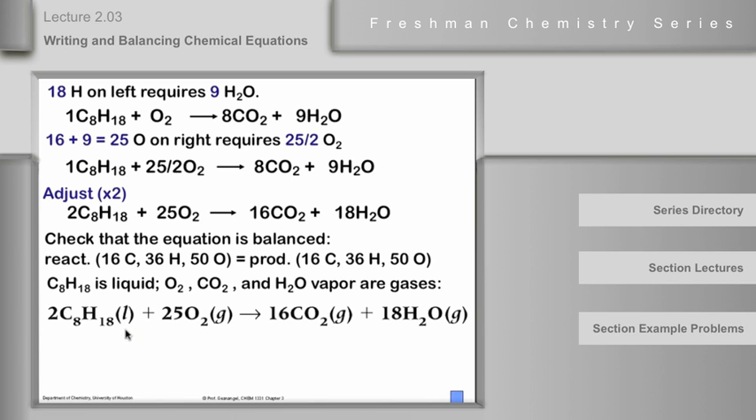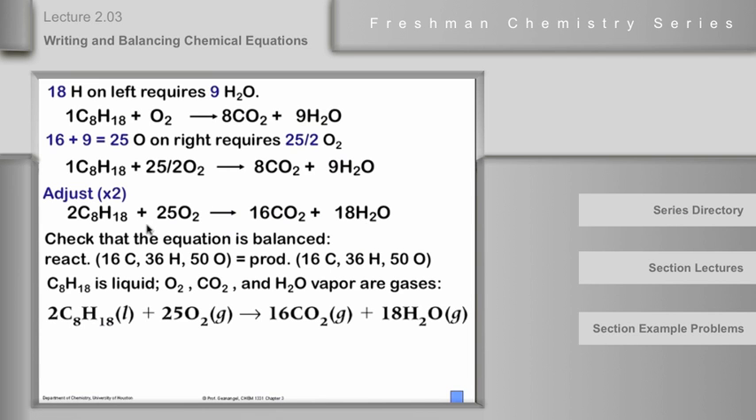One other thing before we leave this. Let's suppose I wrote down 4 times octane plus 50 times dioxygen goes to 32 CO2s and 36 H2Os. That is a balanced chemical equation, but is it an acceptable one? No. It's not acceptable. Why not? That's right. We can make it simpler by dividing by 2. You always want the simplest one with the lowest set of the balancing coefficients.